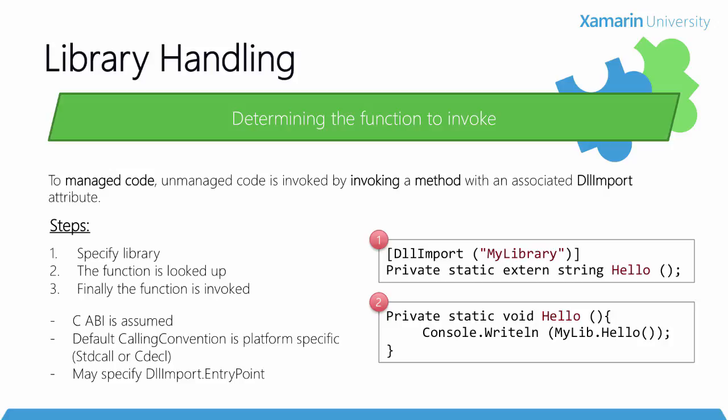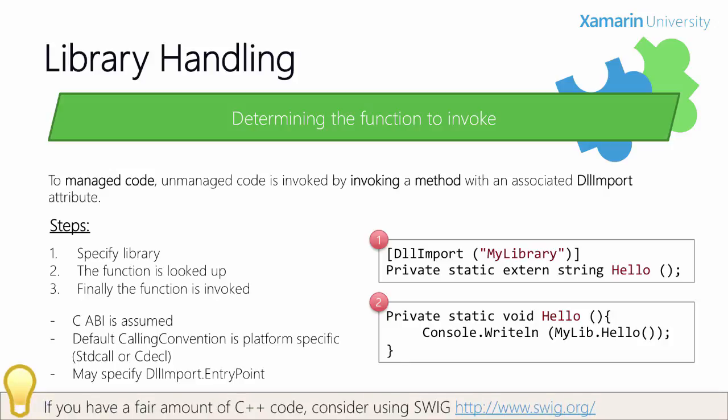The process of specifying methods and functions and making sure you have your calling convention specified and entry point set up can become quite tedious and error-prone. My recommendation at this point would be, if you have a large amount of C or C++ code, consider using a framework such as Swig, which will help with the automation of creating these wrapper classes. We will look at Swig a little bit later in this session to see what it will allow us to do.